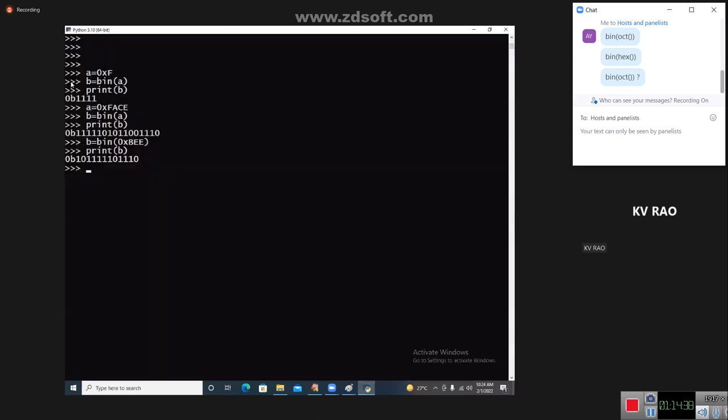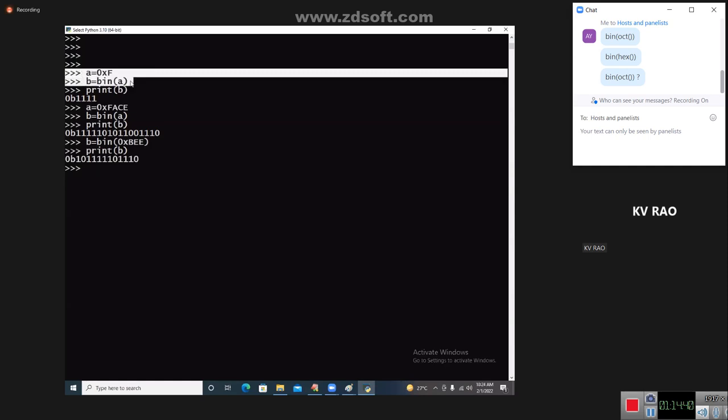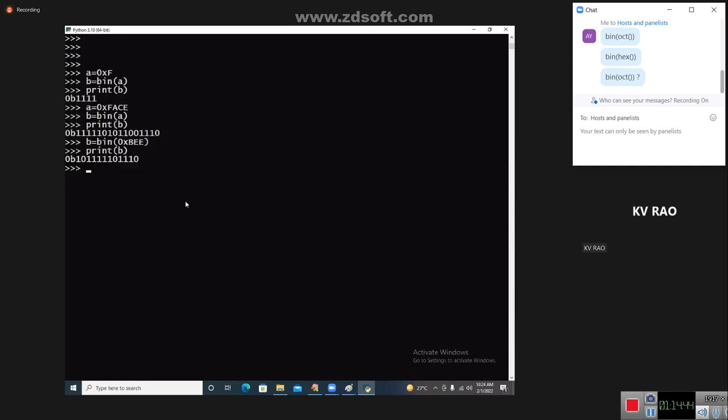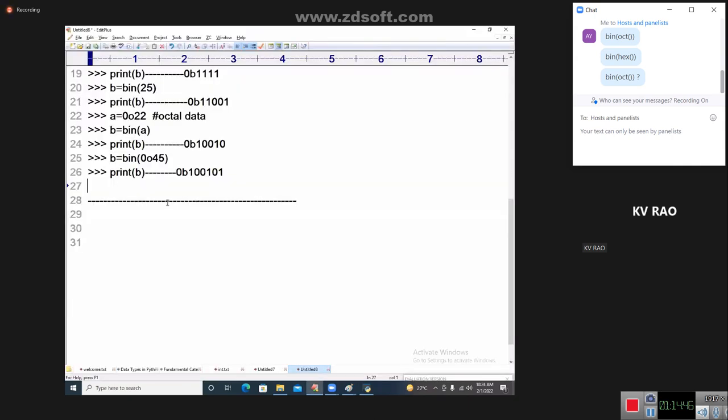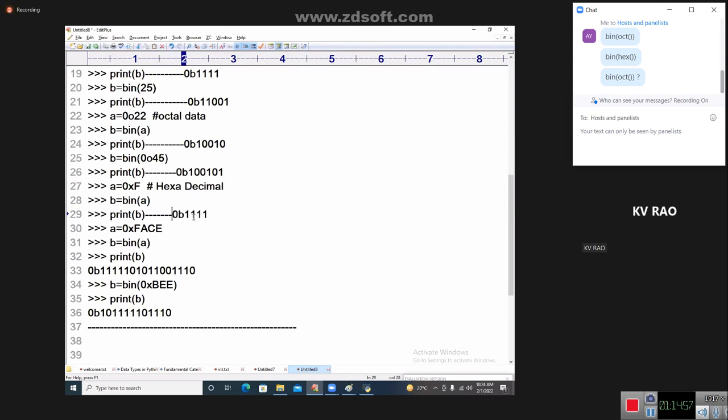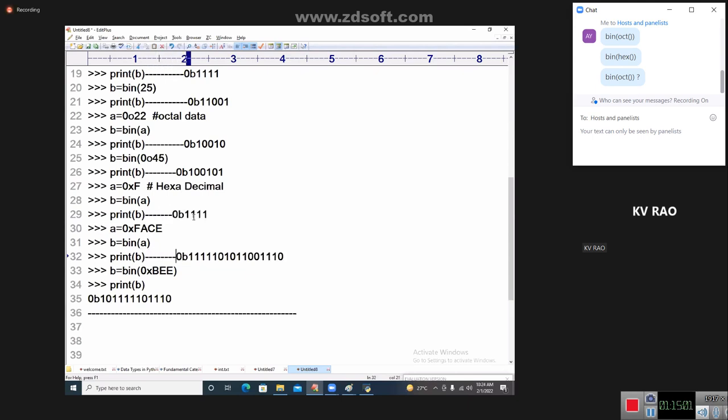Here, I'm going to give you clarity on converting into binary. This is the data I'm getting. Here I'm writing this data, which is called hexadecimal. Printing this data, I'm getting such a big number.